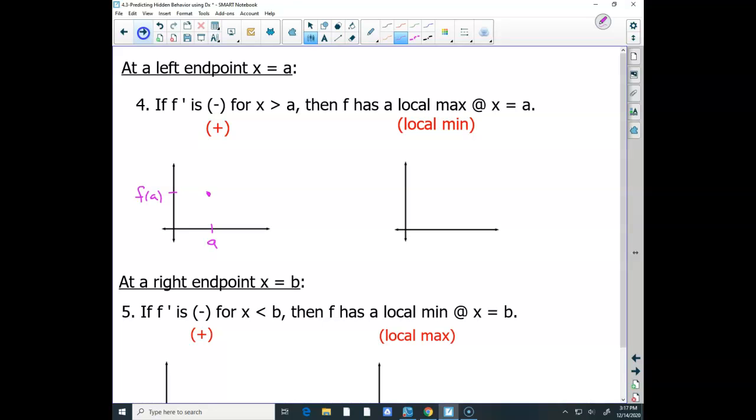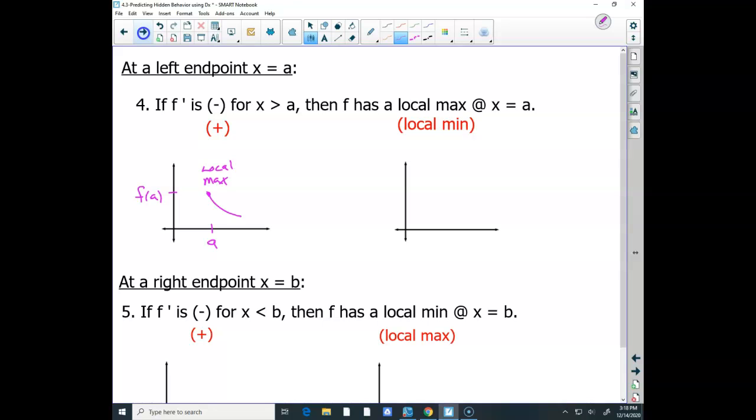And what that means is if f prime is negative, then my function is decreasing, meaning that is a local maximum value. And I don't know if it's local, it could be an absolute at that endpoint. I don't know unless I compare it to all of the other ones at the same time, okay?